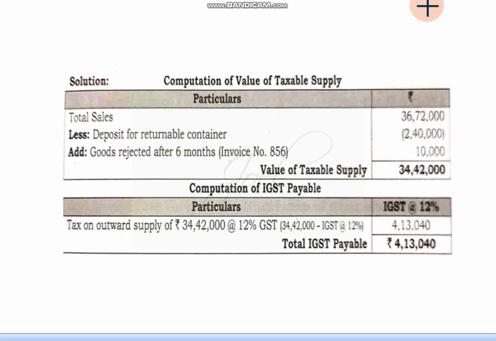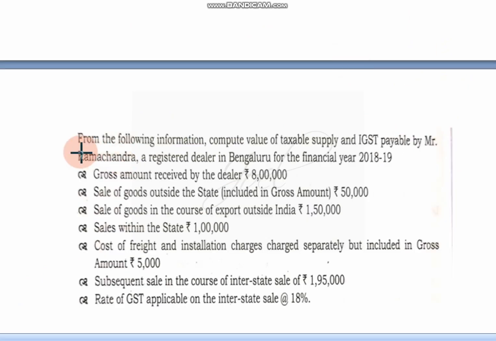We'll work out one more problem. See, from the following information, compute the value of taxable supply and IGST payable by Mr. Ramchandra, who is a registered dealer in Bangalore. So the information is given to us. From the available information, we are supposed to calculate the amount of IGST payable.